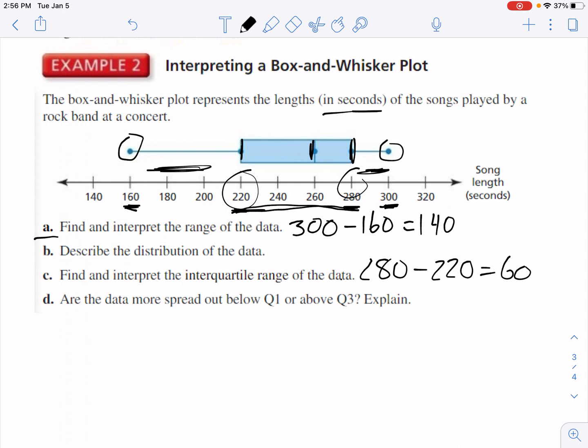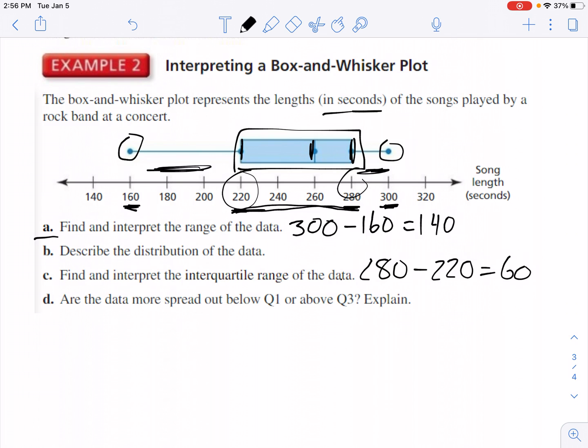In other words, the great majority of the 50% of the songs located within our box don't vary much more than 60 seconds. Well, 60 seconds is a minute, so that just means a great majority of the songs within the innermost box don't vary much more in terms of length than a minute. So they're not varied by much more than a minute apart there, in terms of length.